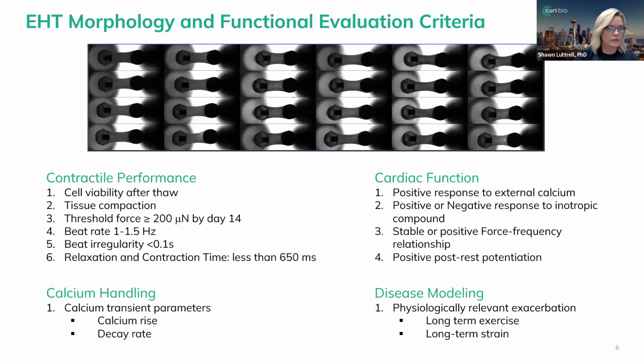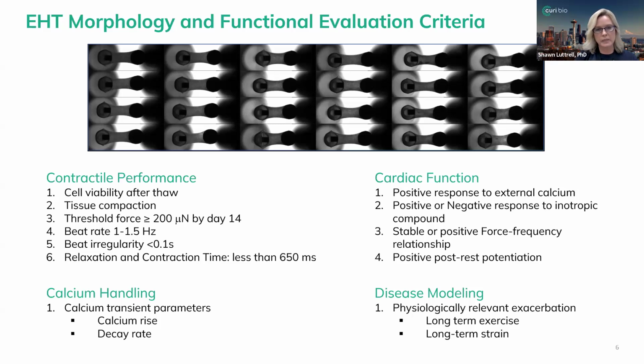So in evaluating our mini tissues across our platforms, we look at a variety of contractile metrics and functional outputs. We start with morphology, looking at things like cell viability and tissue compaction. At the top of the slide, you can see a full plate of our mini EHTs. We ensure these tissues are uniform and consistent across our different groups.